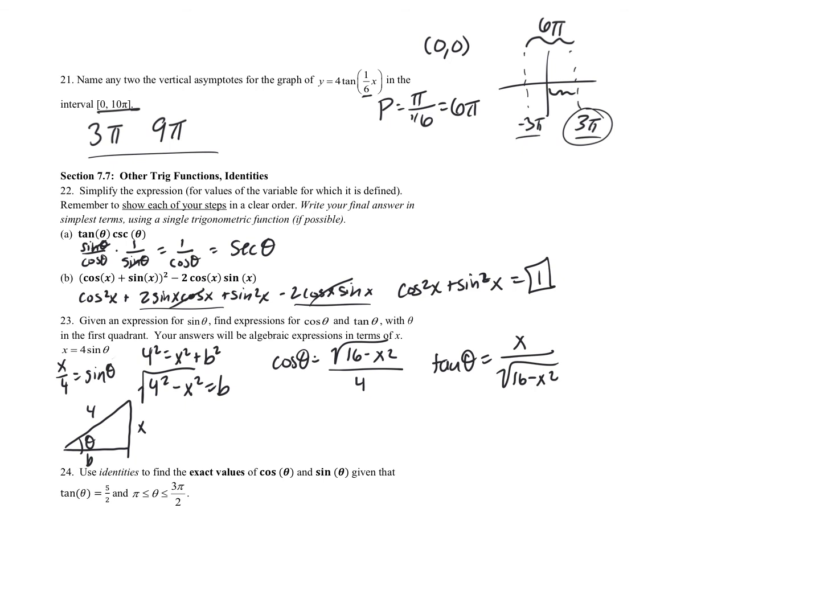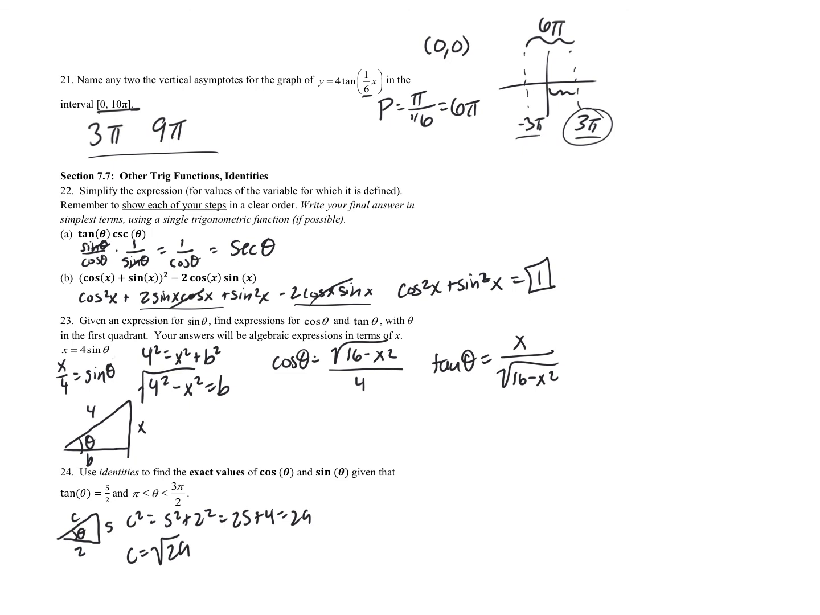And on to the last one. We want to use identities to find the exact value of cosine and sine. So remember with that triangle again, tangent of theta is equal to opposite over adjacent. And so our c squared is going to be equal to 5 squared plus 2 squared, which is equal to 25 plus 4, which is 29. So c is equal to the square root of 29.